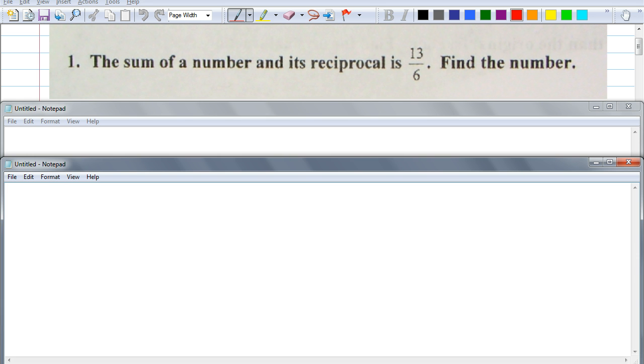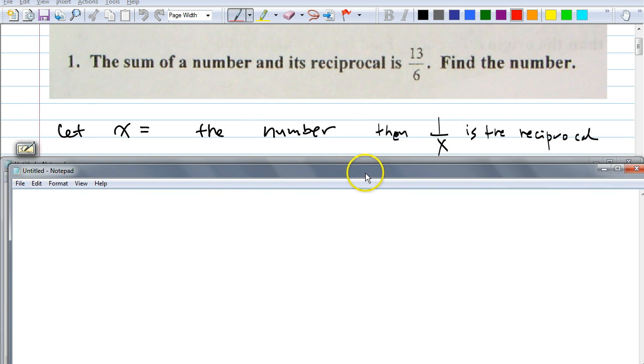So what do they mean by the reciprocal of this x? How would you represent that? 1 over x. Exactly, 1 over x. Would you not agree? So we're going to say let x be our number, then 1 over x is the reciprocal. So you could say there's just one unknown, but really there are two, the number and its reciprocal. And you could represent it by doing it this way.